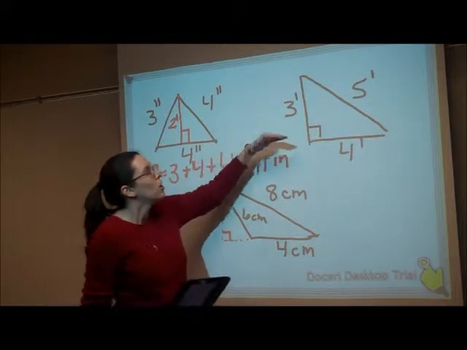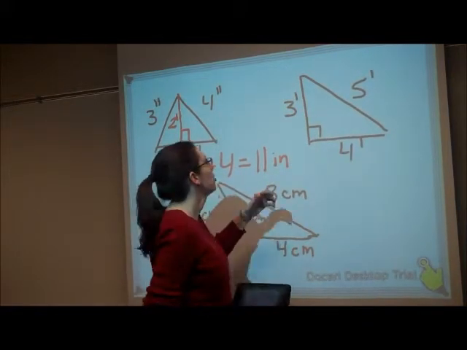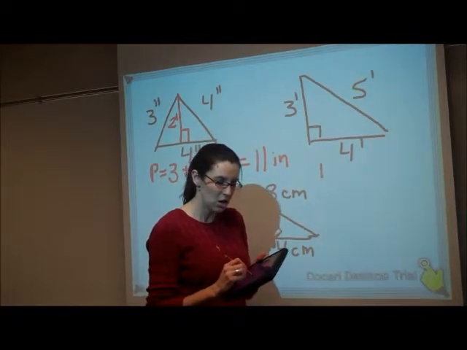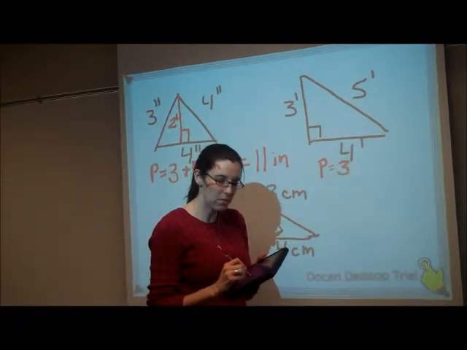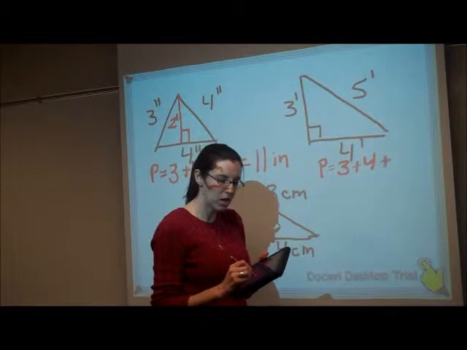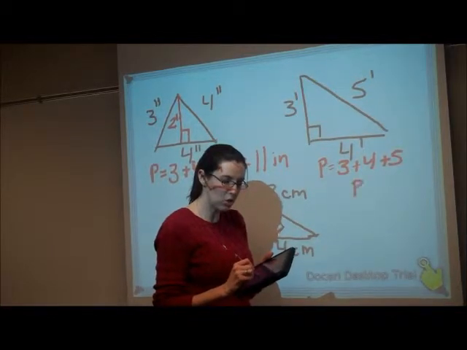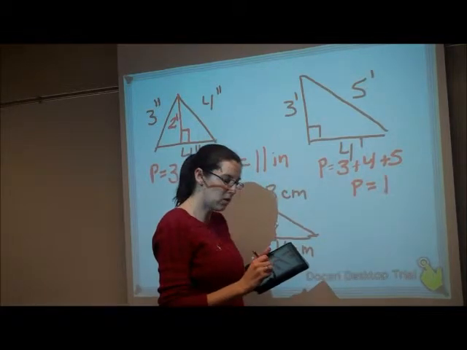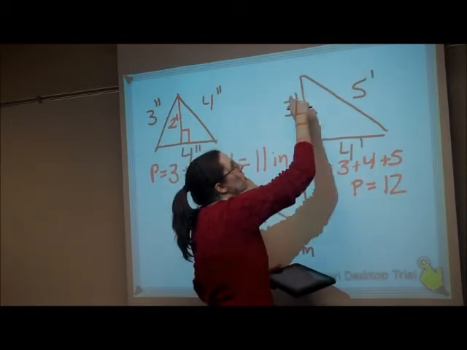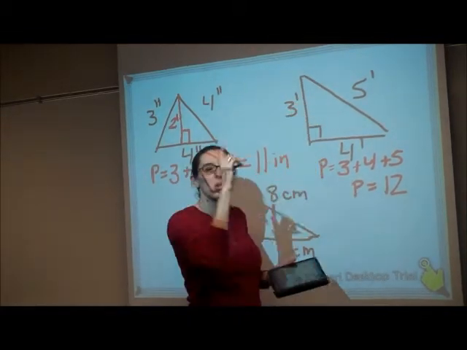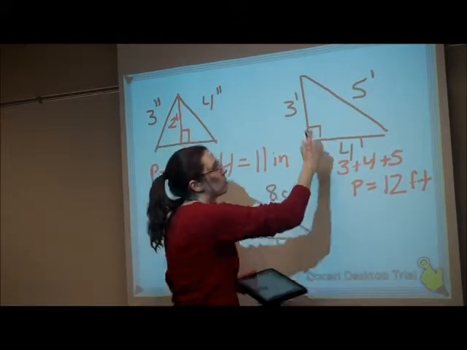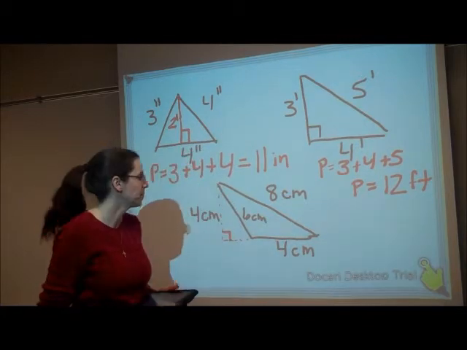Okay? Going to this one, our right triangle. Again, all we have to do is add up the three side lengths. So the perimeter would be 3 plus 4 plus 5, which would give you a perimeter of 7 plus 5, which is 12. And here, our unit was feet. That's what the one little mark means, that you're measuring in feet. So the perimeter of this triangle is 12 feet.